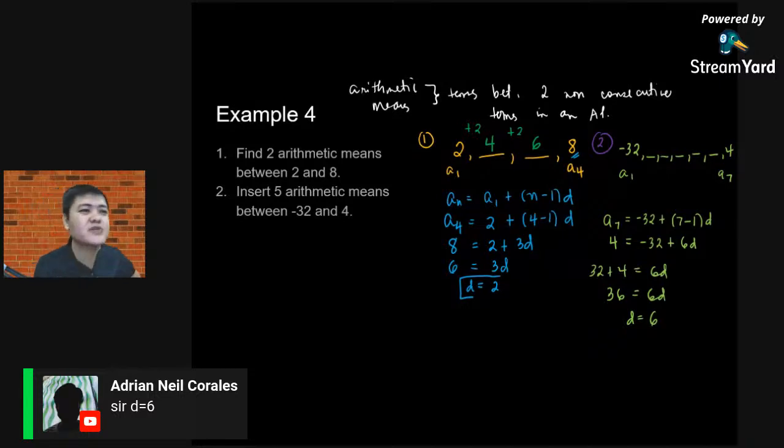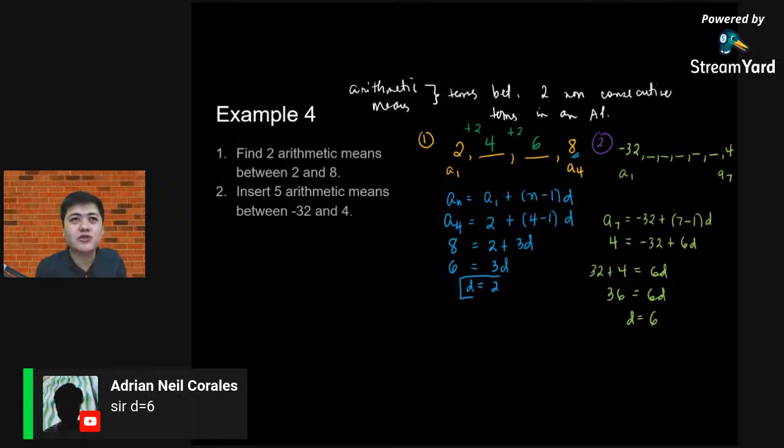Siguro si Cons, ba't kaya 12 siguro? Sir, bawal po bang baliktarin? Bawal po bang gawing a sub 1 yung 4? Gawing a sub 1 yung 4. Okay, kaso, magne-negative, no? Oh, magne-negative. Hindi ko naisip yun, ha? Between negative 32 and 4.